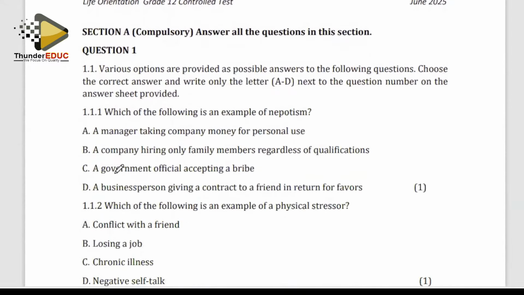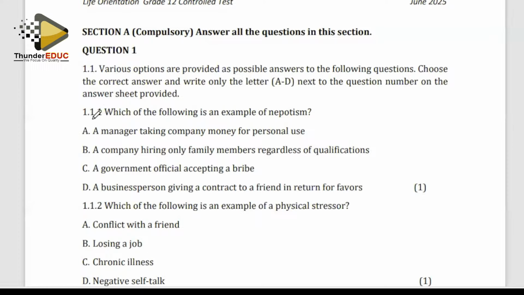So going to the first question, section A, which is compulsory, question 1, the instruction reads, various options are provided as possible answers to the following questions. Choose the correct answer and write only the letter A to D next to the question number on the answer sheet provided. So the first question reads, which of the following is an example of nepotism?